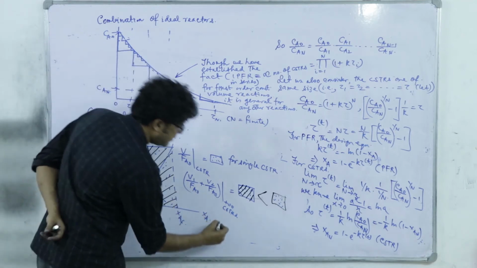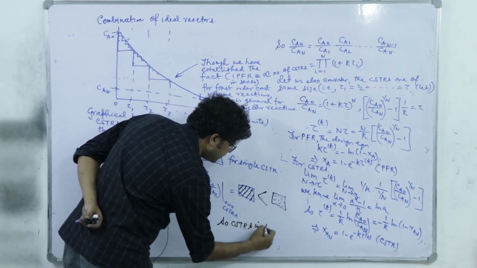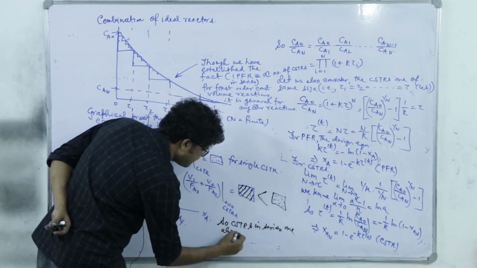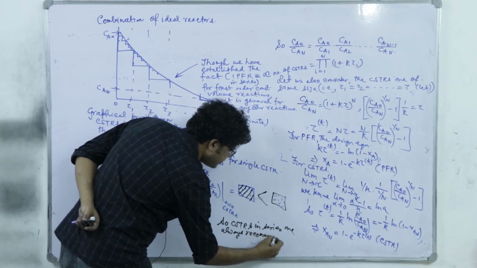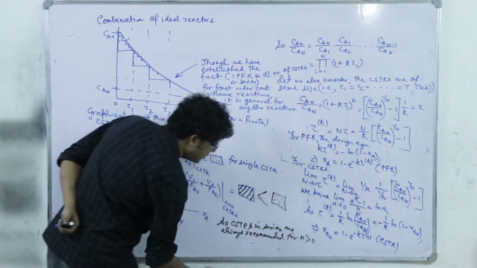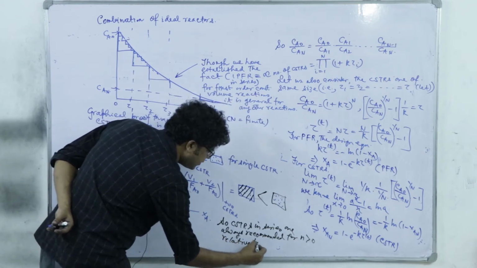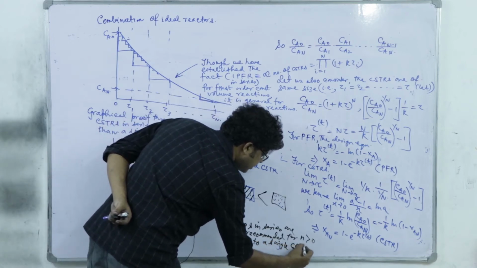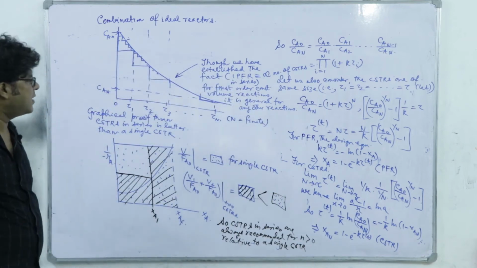So CSTRs in series are always recommended for n greater than 0, that is a positive order reaction, relative to a single CSTR, right, because we have a volume saving.